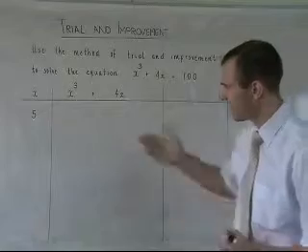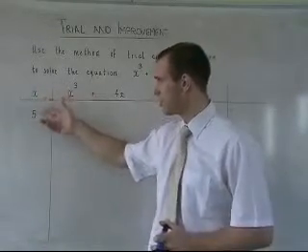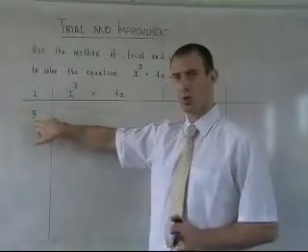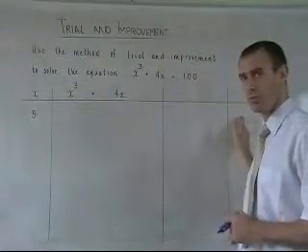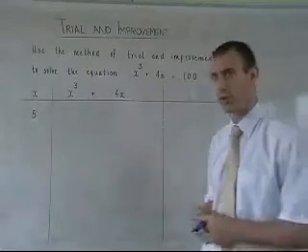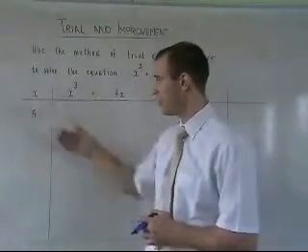We're going to start off by trying out values of x into the equation. So that's going to be our trial, and the number we get out will either be too big or too small. And we're going to adjust our value for x accordingly. So we start off with 5.